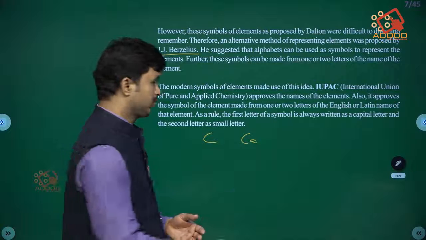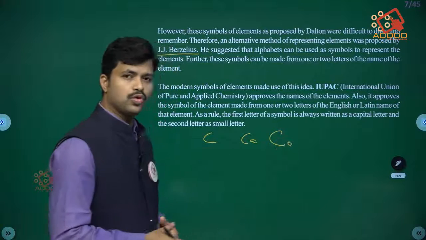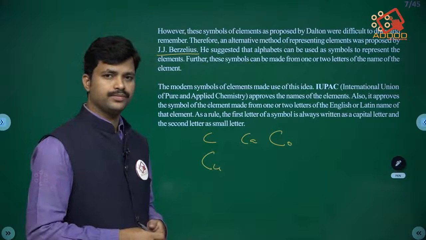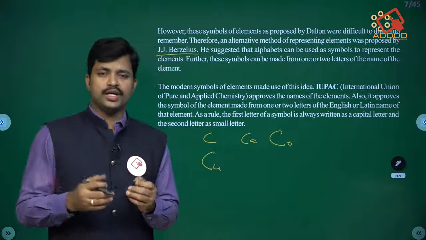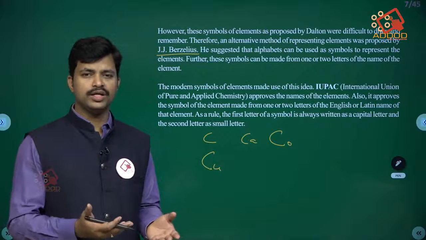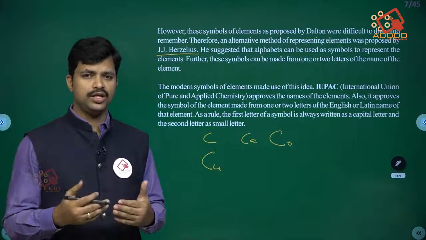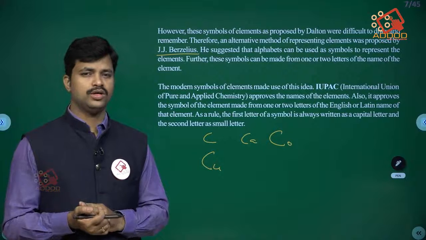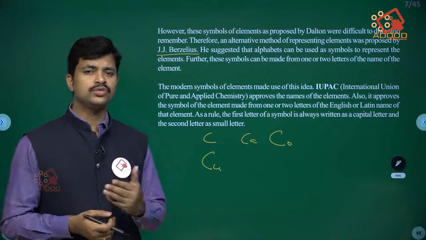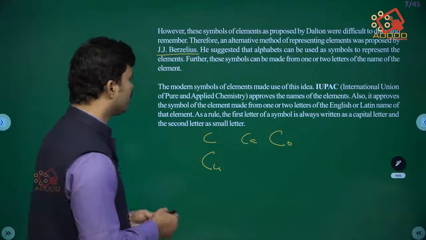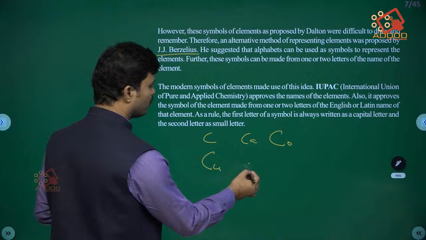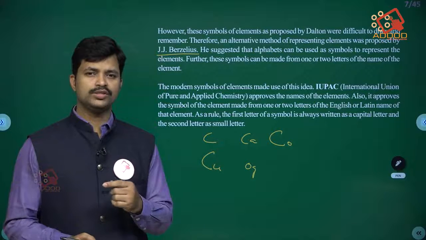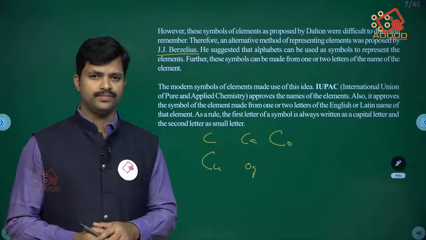What about cobalt? Then C small o, Co, cobalt. What about copper? Cu, copper. If the second letter is matching, then go for the third letter also. Fortunately, till now there is no three-letter element. Out of 118 elements, there is no three-letter element. Even the 118th, that is oganesson, Og. So the total elements we learn have two letters or one letter.